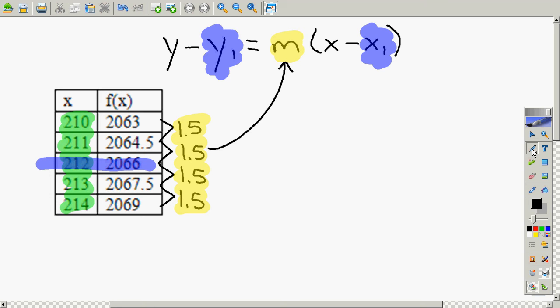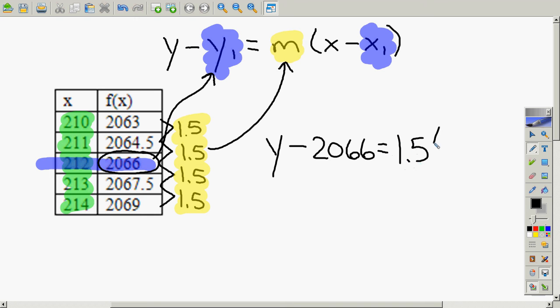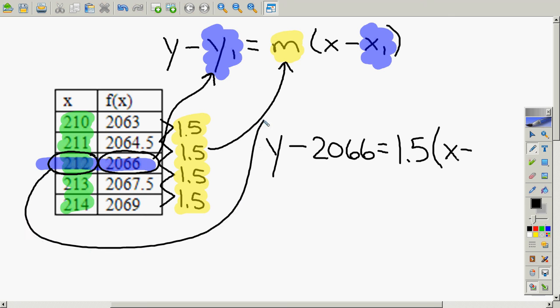So when I write this, I'm going to write y minus, instead of y1, the y that I chose. You can see I chose that one right there. So I'm going to put 2066 equals my m. I still have 1.5 for my m. I figured that out. Then x minus my x1. I've got to pick the one right next to the y. So that's the coordinate pair that I picked, and that will go in there. So I get minus 212 like that.